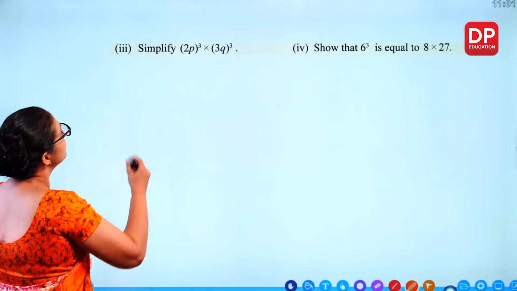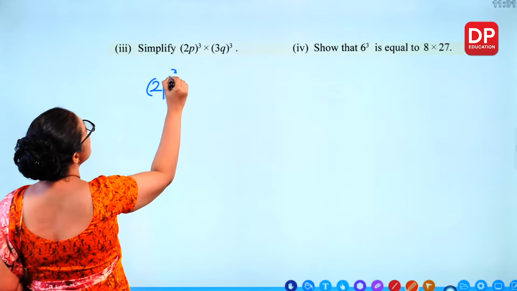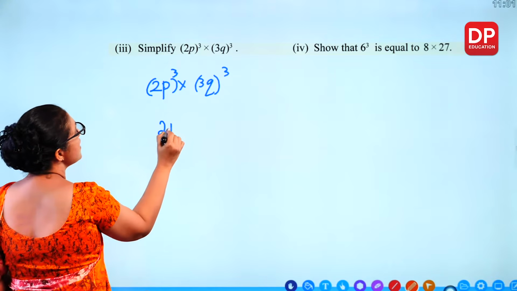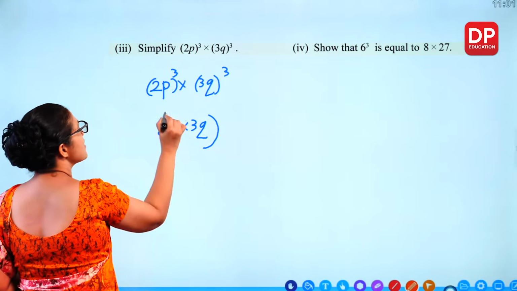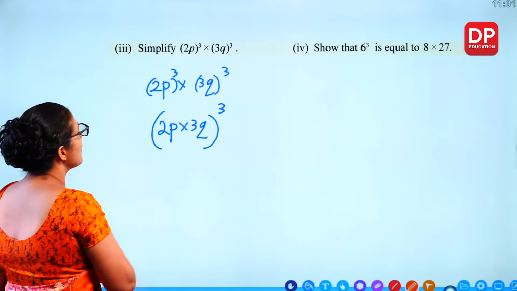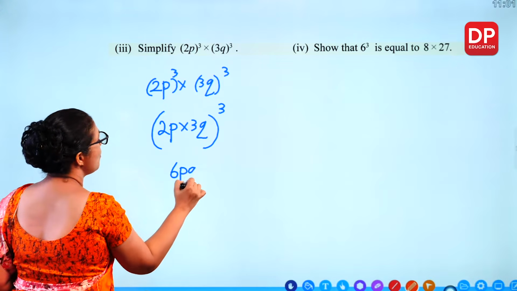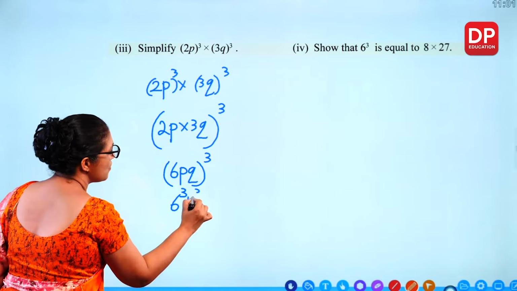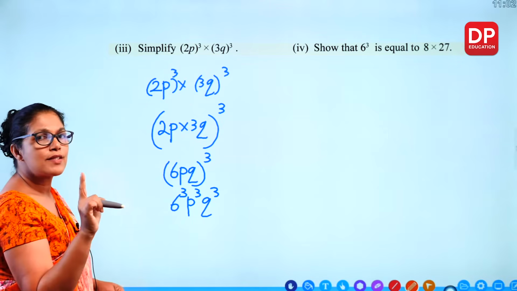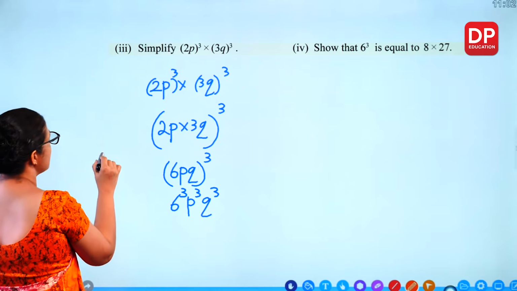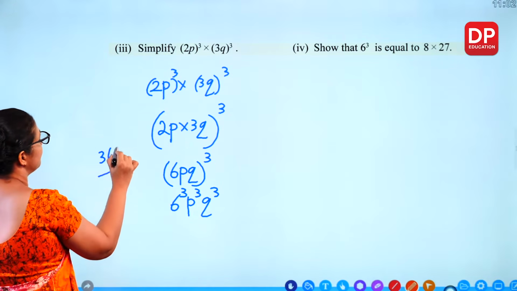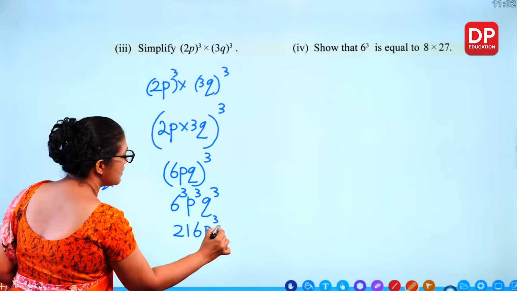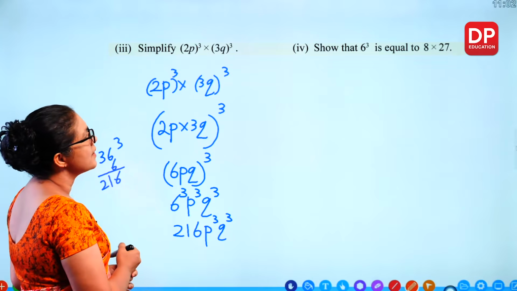Simplify. 2p to the power 3 and 3q to the power 3. Now same power, I can write 2p and 3q inside brackets and put power 3. 2 times 3, 6pq to the power 3. Then I can write it as 6 to the power 3, p to the power 3 and q to the power 3. What is 6 to the power 3? 6 times 6, 36. 36 times 6, 216. 216 p to the power 3 and q to the power 3.